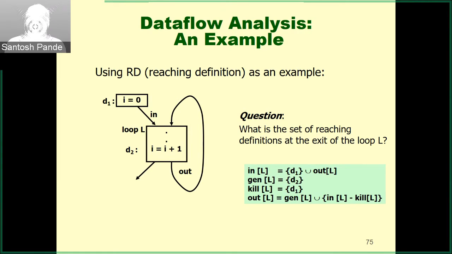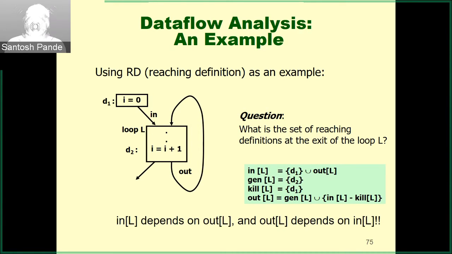Gen of L, as you can see easily, is downward exposed. It's D2. Kill of L is D1, because that's the definition which is coming in and which is not allowed to persist because there is a redefinition of I. And of course, therefore, out of L is equal to gen of L union in of L minus kill of L. And by solving these equations, as you can see, you will see that D2 will be the definition which will be at the out of L here.